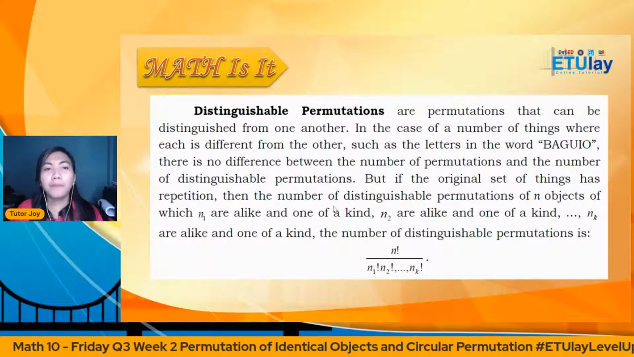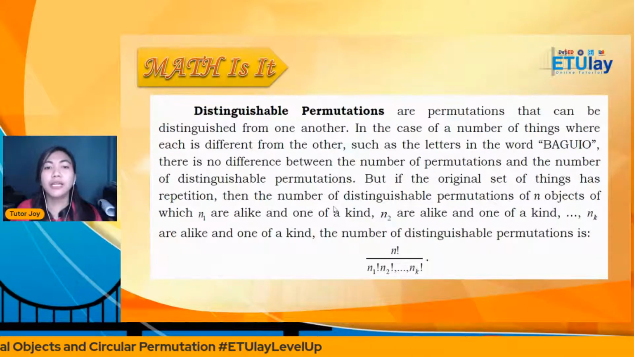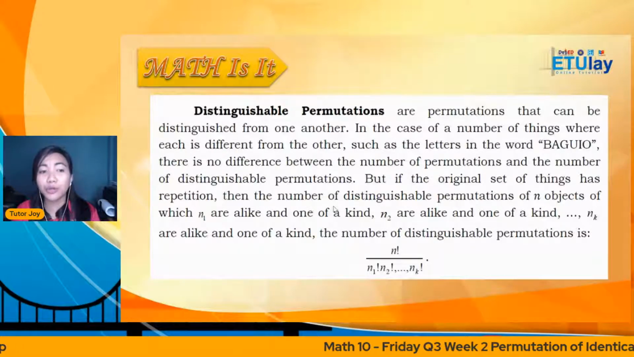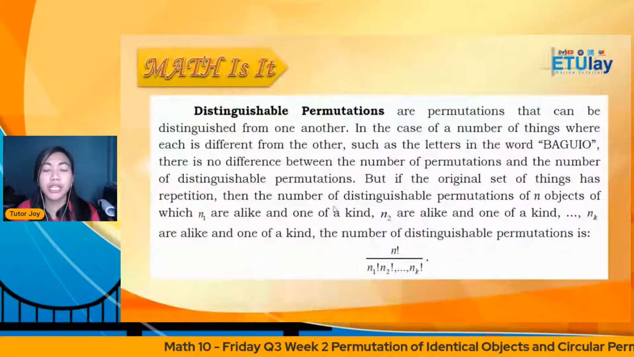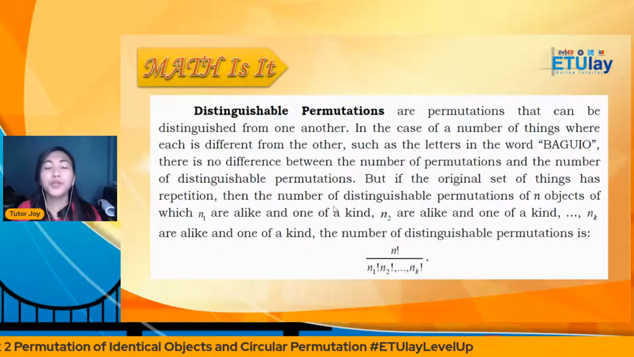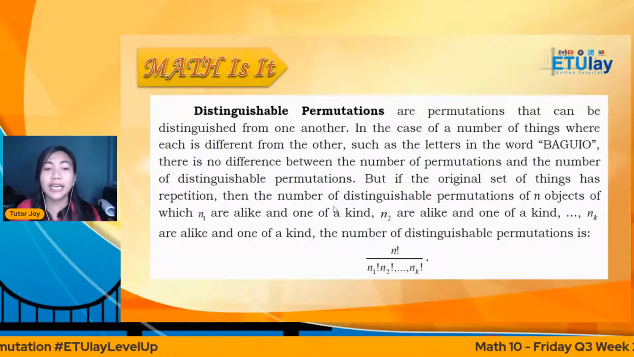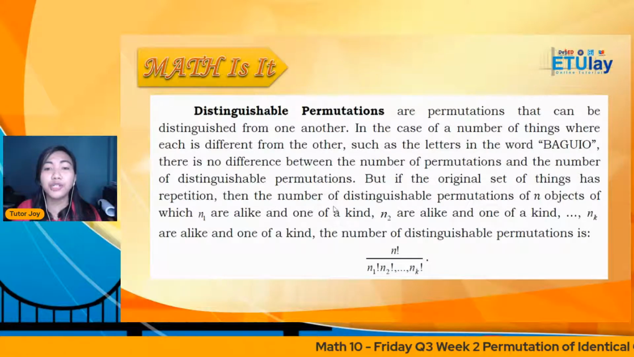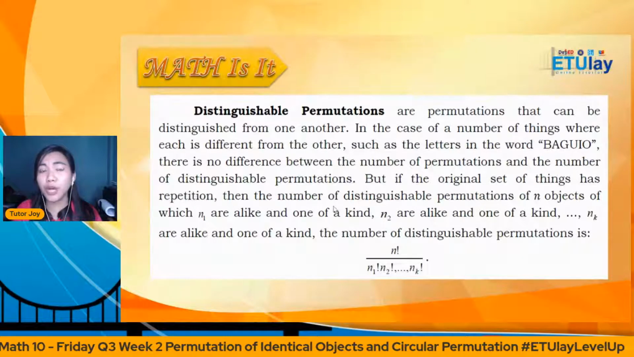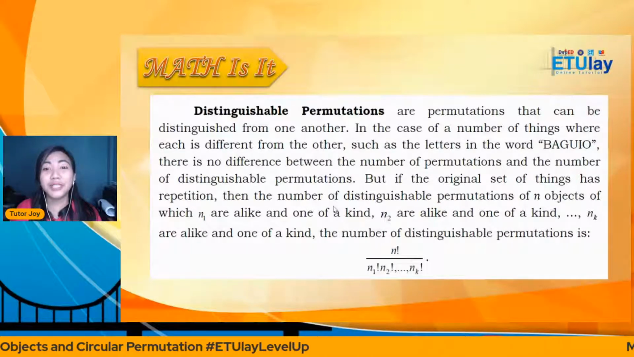Pwede nating ma-distinguish ang isang bilang or isang arrangement dun sa isa pa. So, in the case of a number of things where each is different from the other, such as the letters in the word Baguio, there is no difference between the number of permutations and the number of distinguishable permutations. So halimbawa sa word na Baguio, class or mathletes, B-A-G-U-I-O, walang nauulit doon na letter, katulad lang yun ng mga inaral natin last week. Ibig sabihin, walang pinagkaiba yung number ng permutation doon sa number ng distinguishable permutation. Pero kung halimbawang na-encounter natin yung first two examples natin today, then there will be difference between the two.